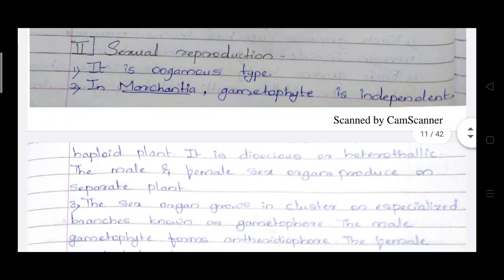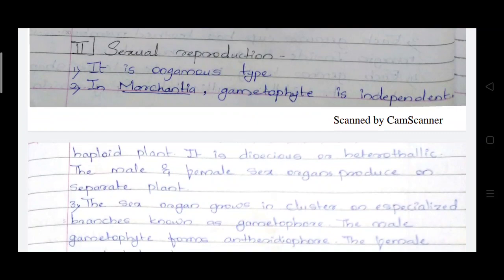Sexual reproduction in Marchantia is of the oogamous type. In Marchantia, the gametophyte is independent, that is, it is a haploid plant, and it is dioecious or heterothallic. The male and female sex organs are on separate plants. As you know, Marchantia is a dioecious plant, which means the male sex organ and female sex organ are both produced on different thalli. So it is called dioecious or heterothallic.